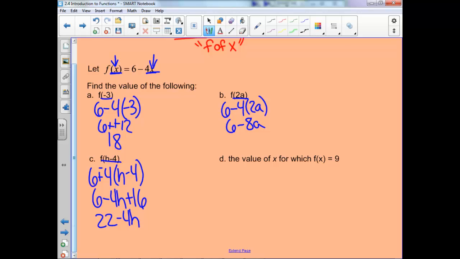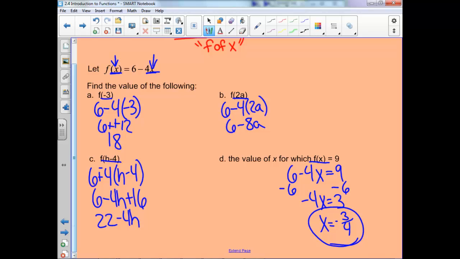This last one's a little different. We want to figure out what x value will let us have f of x equals 9. So we know f of x is 6 minus 4x, and we want to know when this is 9. So we'll have our equation and just solve for x. So -4x equals 3, x equals -3/4. And if you wanted to double check that by plugging in -3/4 for x, you would get that your expression simplifies to 9.